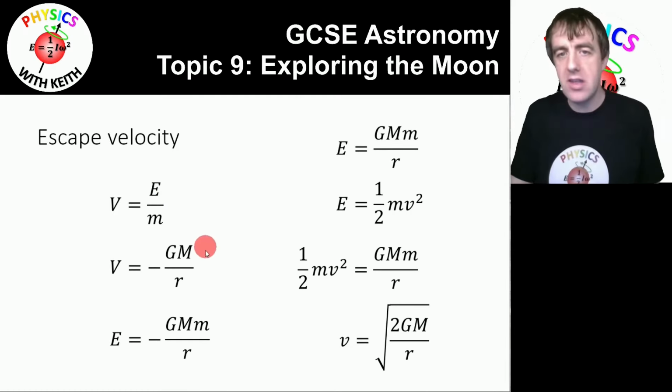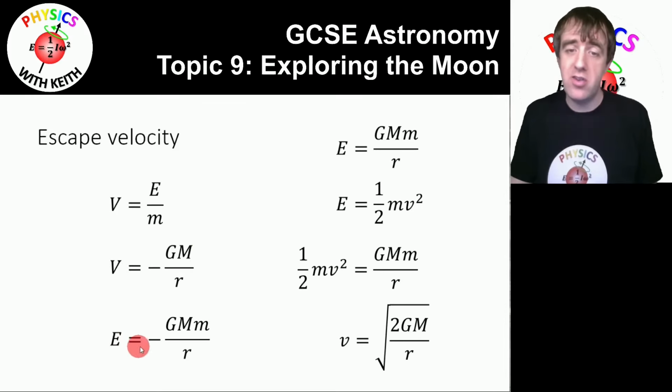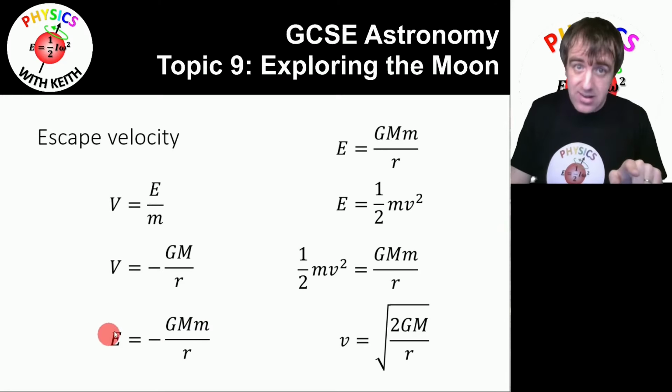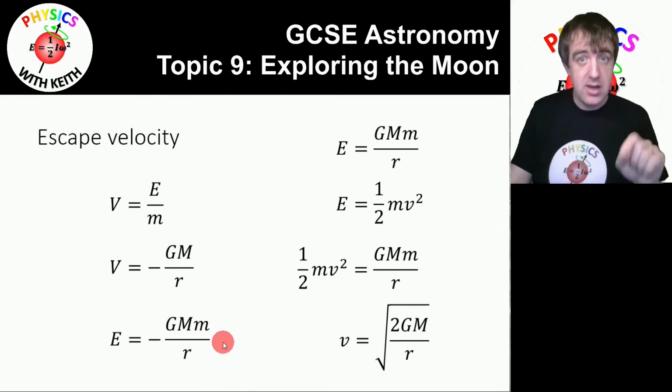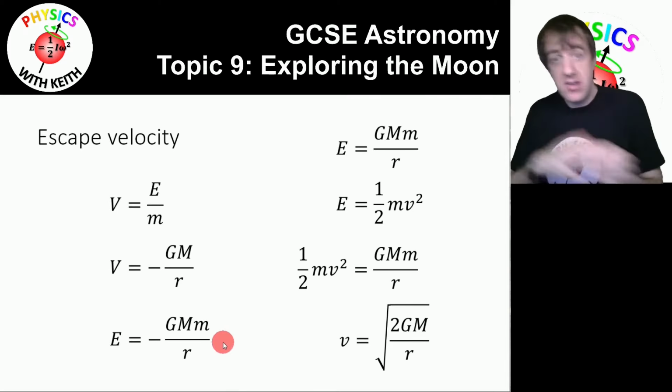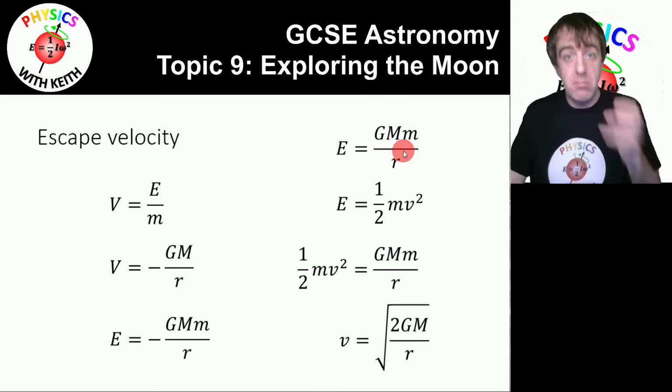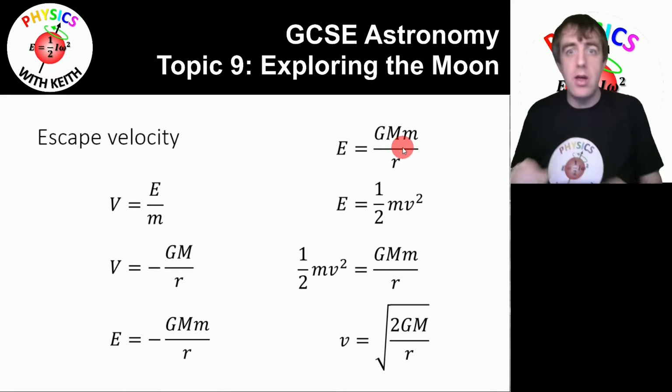So if I equate these two equations and then rearrange, my equation for gravitational potential energy is this. That means I have to gain minus this kinetic energy in order to reach infinity, to get away from the Earth. And so I just multiply it by -1, and I get this. That's how much kinetic energy I need in order to escape the Earth.